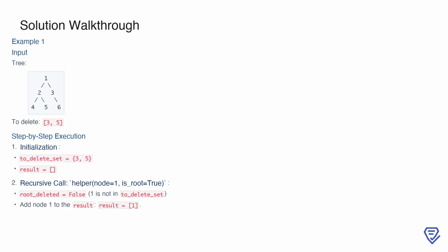Starting with a recursive helper function on the root node, node 1, we check if it should be deleted. Since node 1 is not in the to_delete_set, it is not deleted, and because it is the root, we add it to the result list. Now, we proceed to handle its left child, node 2, while marking it as not a root.